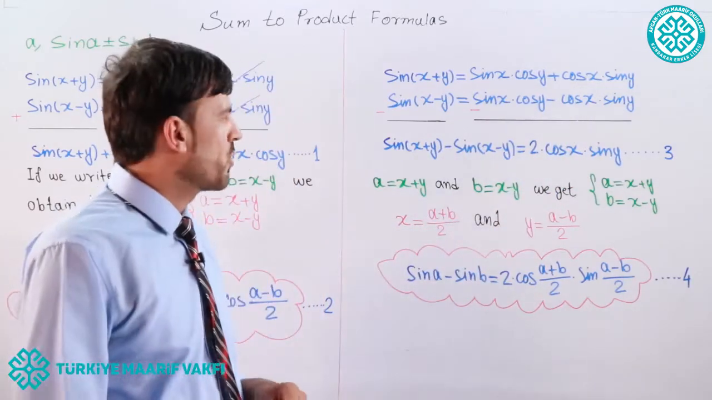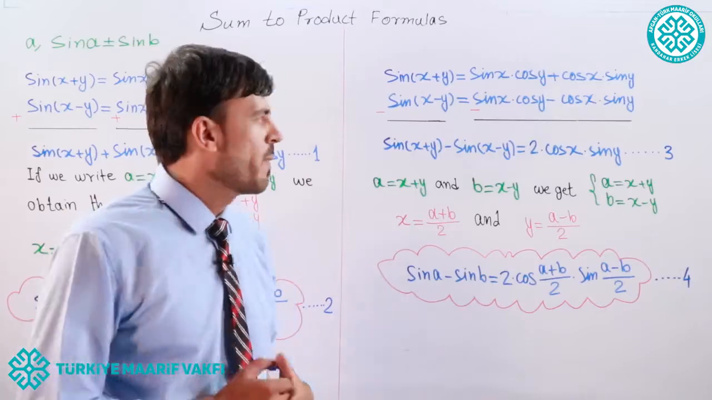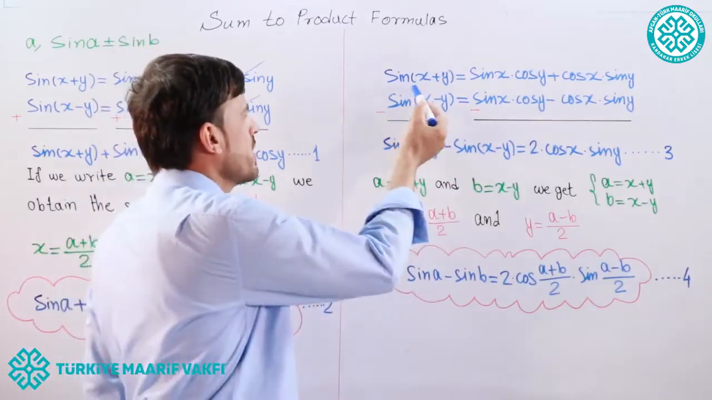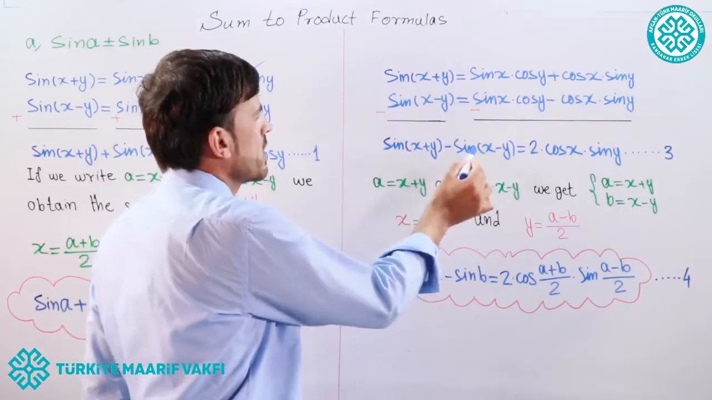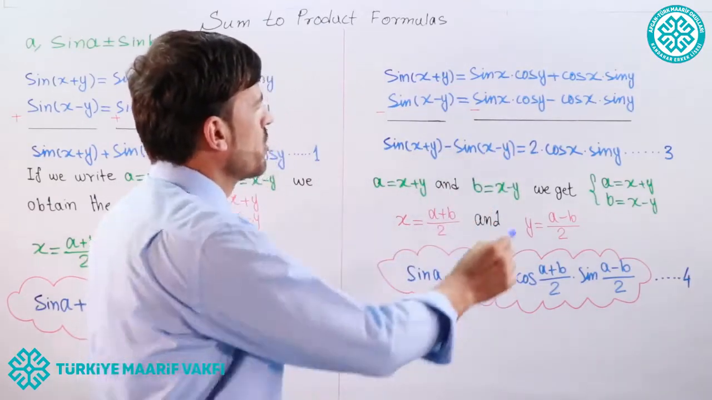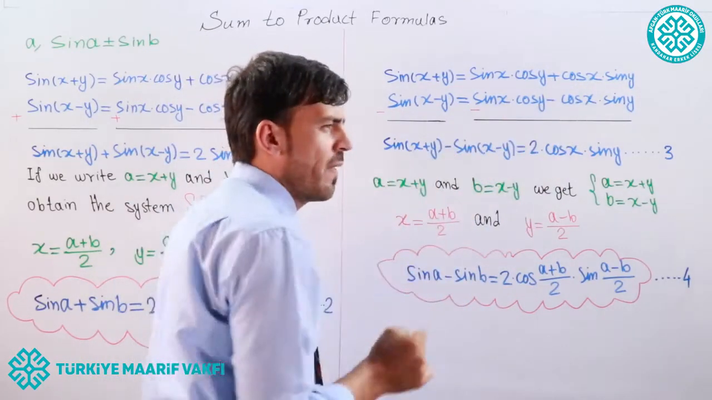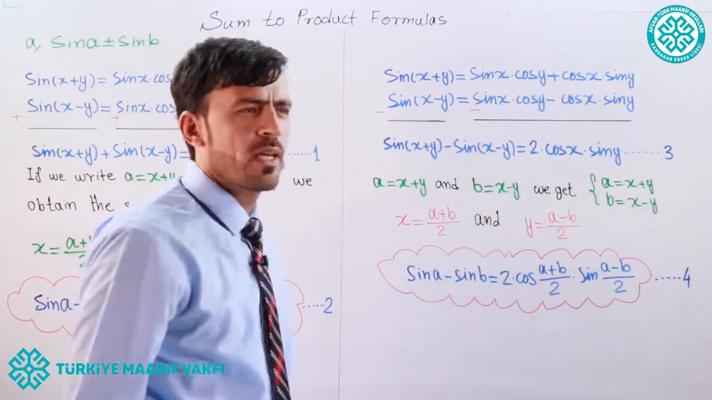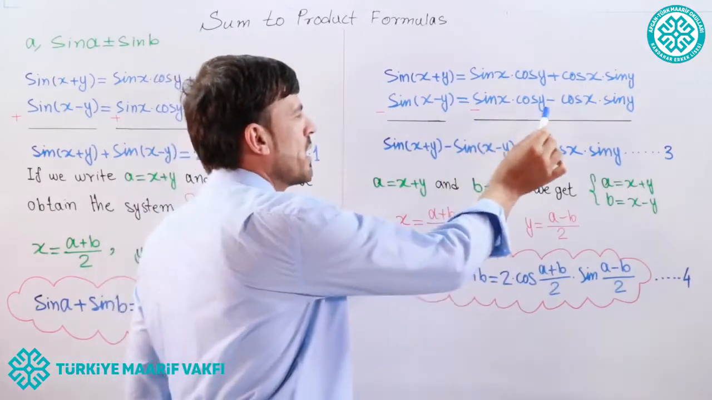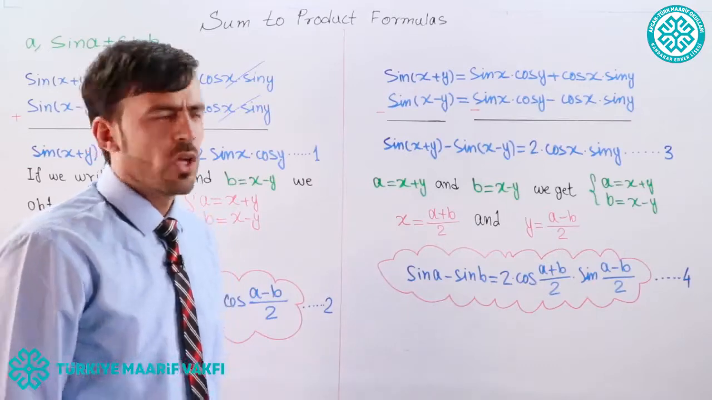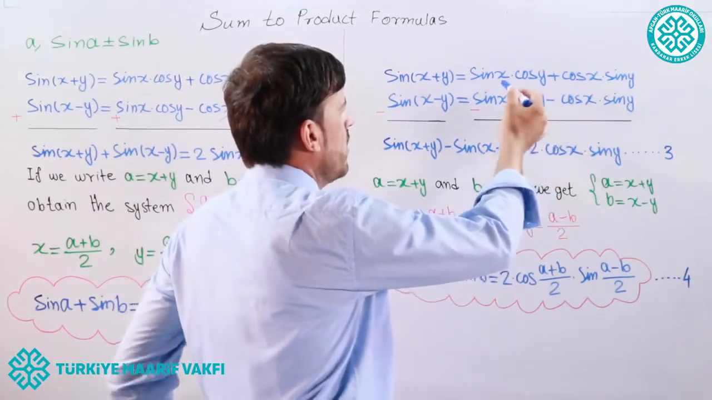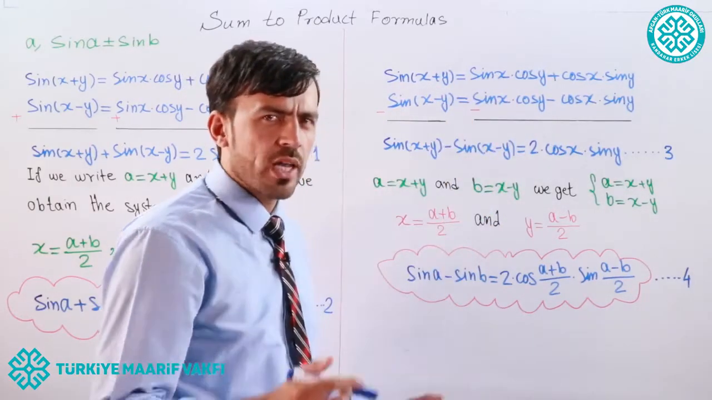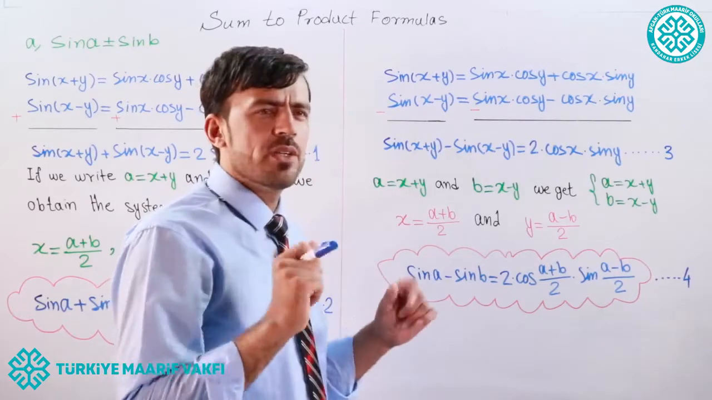If we subtract the second formula from the first one, these signs will be changed. So we can write sine (x plus y) minus sine (x minus y) equal to, if we multiply the second formula by a minus sign, the first term will be negative and the second term will be positive. So here we have two terms in both of the formulas which are equal to each other but with different signs.